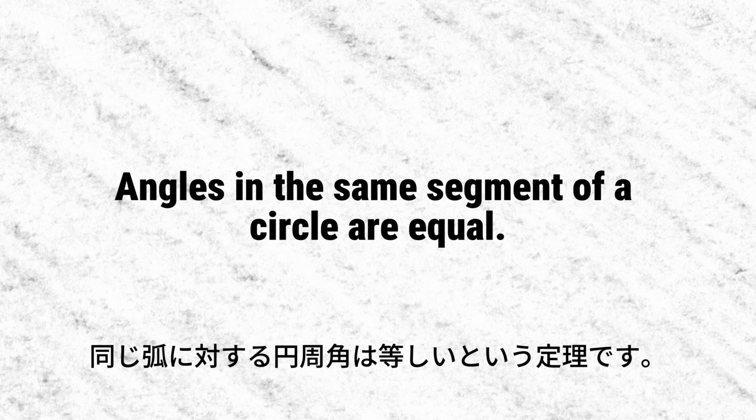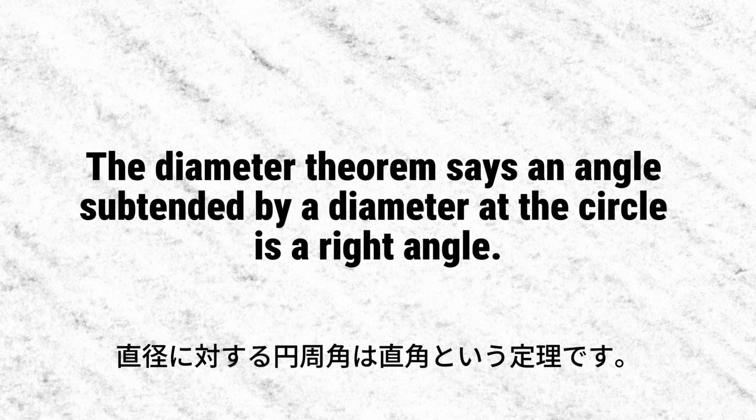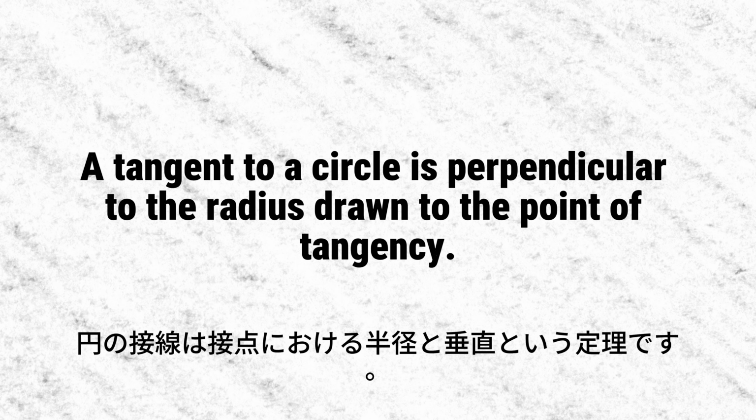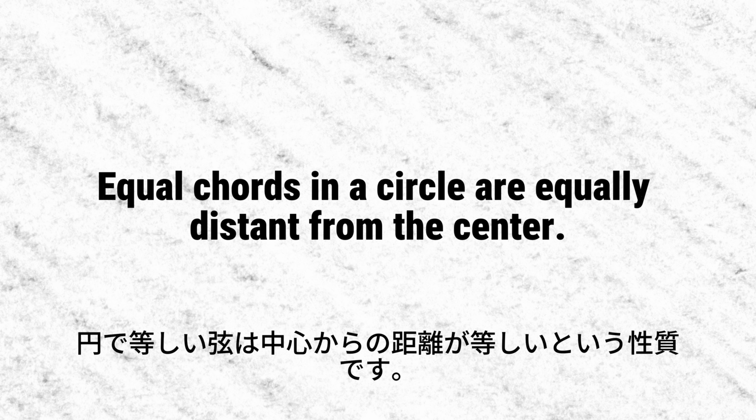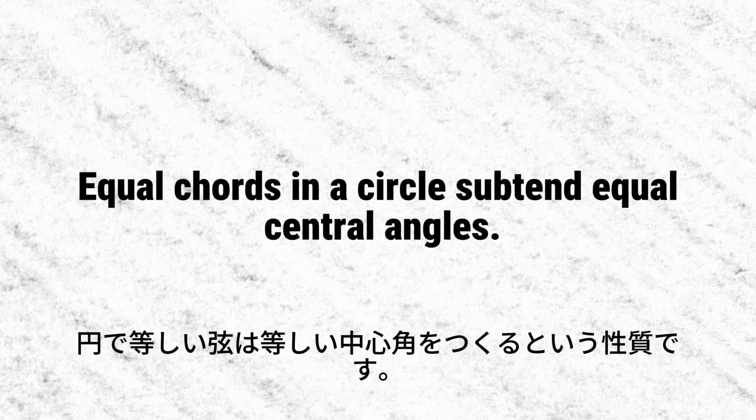Angles in the same segment of a circle are equal. The diameter theorem says an angle subtended by a diameter at the circle is a right angle. A tangent to a circle is perpendicular to the radius drawn to the point of tangency. Equal chords in a circle are equally distant from the center. Equal chords in a circle subtend equal central angles.